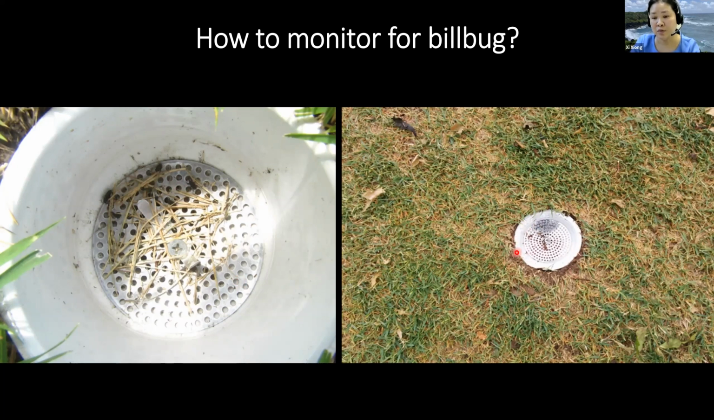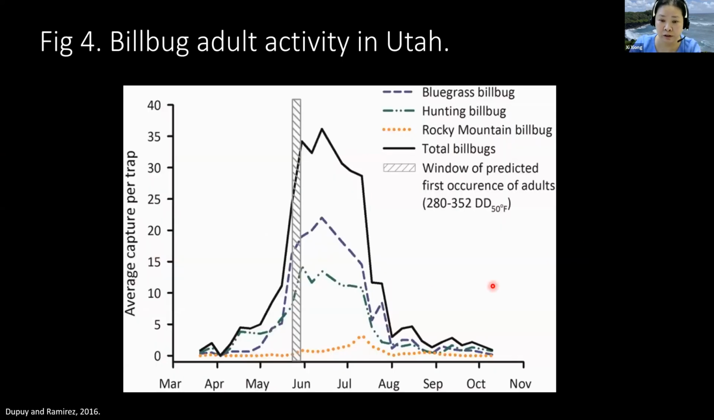And this type of pitfall trap can be easily installed by using a cup cutter. Once they are installed, they can stay on the ground year round without interfering with mowing. So with this type of device, we are able to monitor the population of the billbug, mainly by the adult activity.